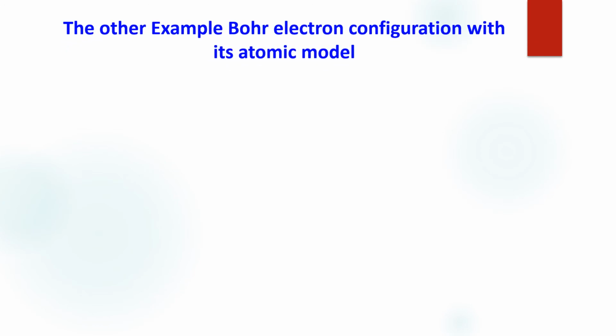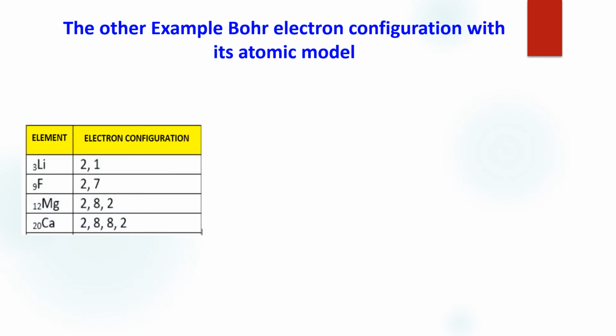The other example is Bohr electron configuration with its atomic model. First we see the element and its electron configuration. For element lithium with atomic number 3, electron configuration 2, 1. For element fluorine with atomic number 9, electron configuration 2, 7. For element magnesium with atomic number 12, electron configuration 2, 8, 2, as we learned. And the last, for element calcium with atomic number 20, electron configuration 2, 8, 8, 2.